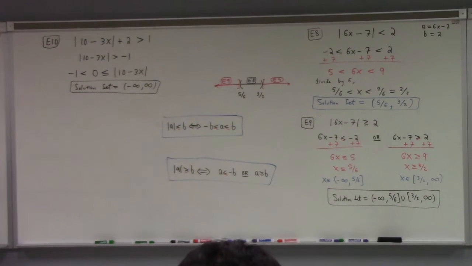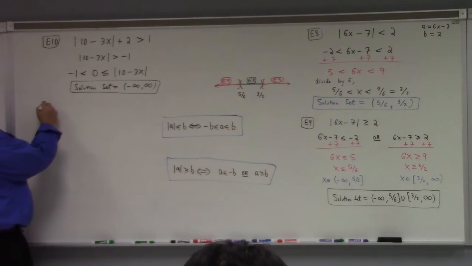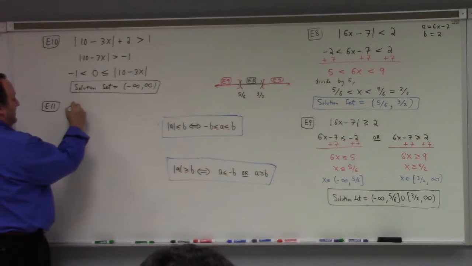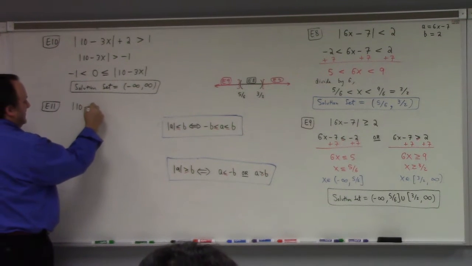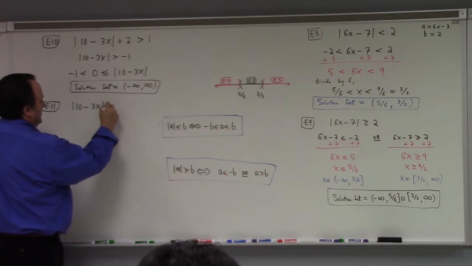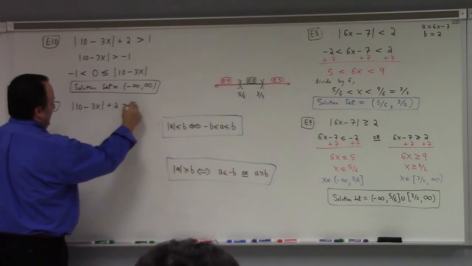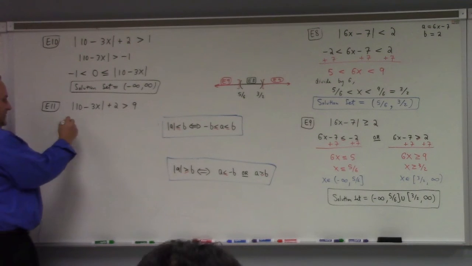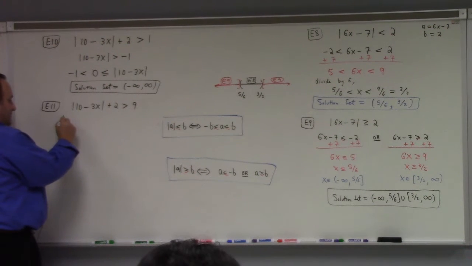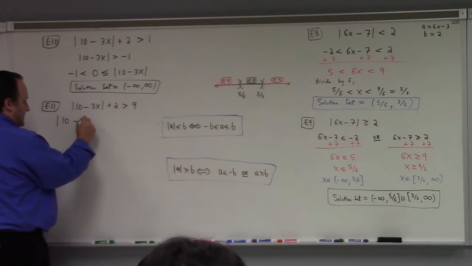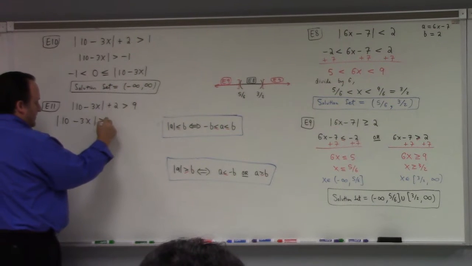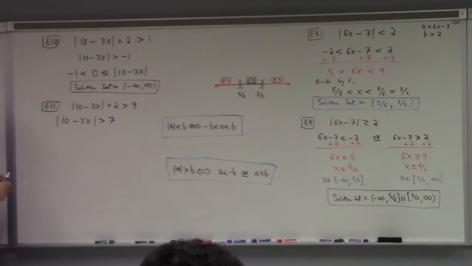Yeah. So let me make it more interesting. Example 11. Sorry, I got distracted with my own example. My bad. So 10 minus 3x plus 2 greater than, I think I had 9 there. Let's try that. So first of all, clean things up. This gives us absolute value of 10 minus 3x, right, greater than 7.